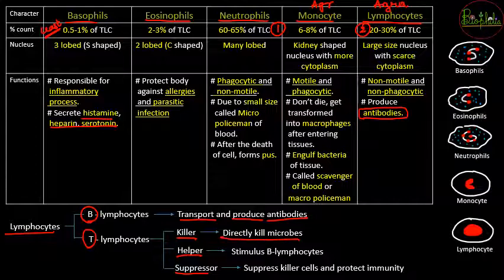As soon as a microbe is seen, they quickly kill it. Helper T helps in stimulation of lymphocytes, so it signals the B lymphocytes to produce more and more antibodies, whereas the suppressor cell suppresses the killer cells so that they do not rush and kill just any microbe, so that it can protect the immunity. To understand this entire scenario, I can help you with one short story. Whenever you remember that story, you will entirely remember the functions of all those lymphocytes.